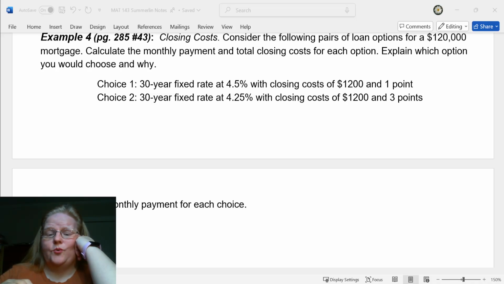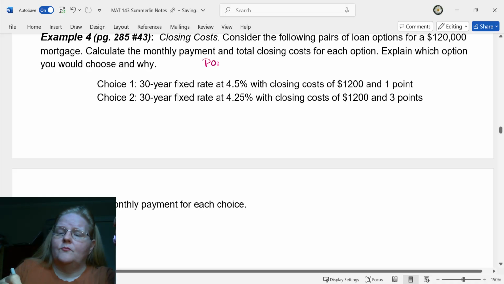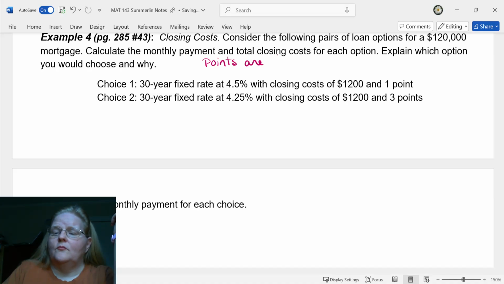The choice 1 is for a 30-year fixed rate at 4.5% with closing costs of this much and 1 point. So let me go ahead and explain points. Points are 1% of the loan amount.